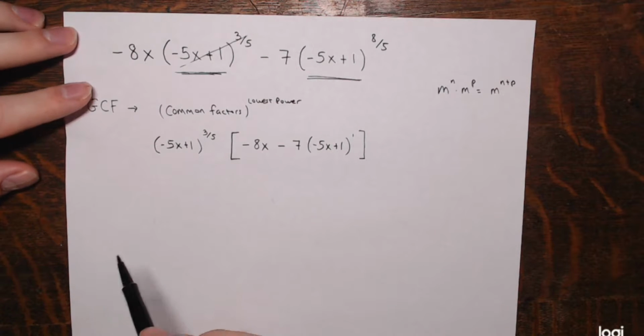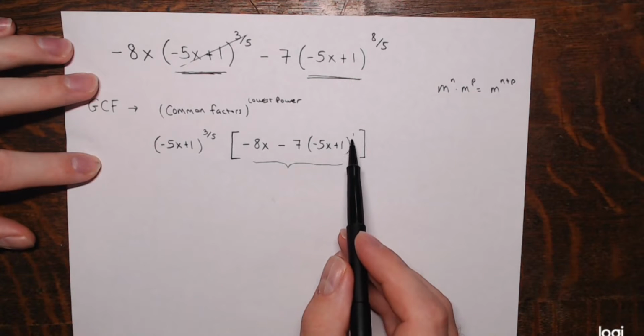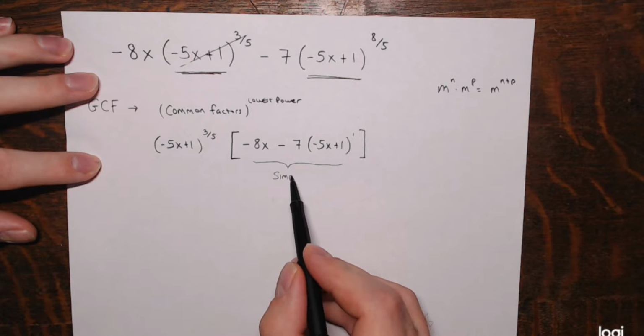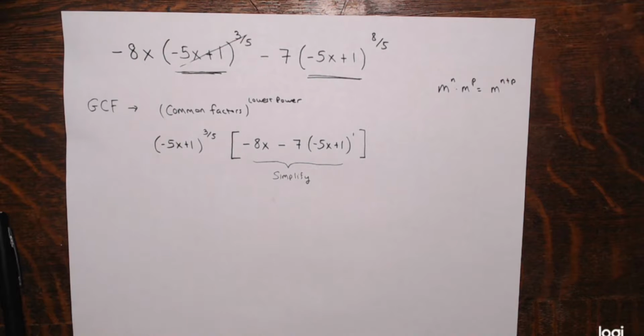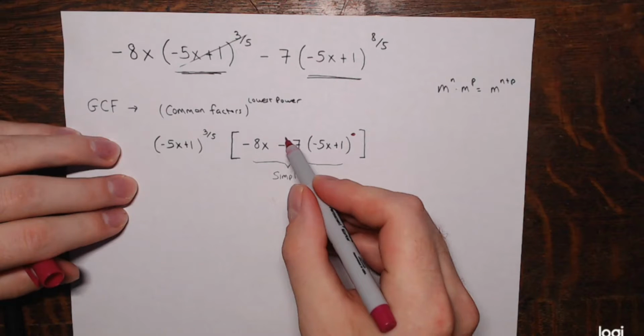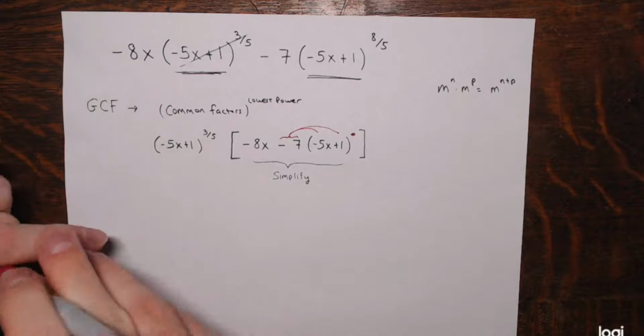Great. Then we simplify the expression in here. Now I have expressions to whole number powers, so I should be able to multiply this out and simplify it. All right, so we have a negative 7 to distribute. This is just negative 5x plus 1 to the first, so I don't really need the first power there. And we have this negative 7 to distribute. And then we combine like terms.